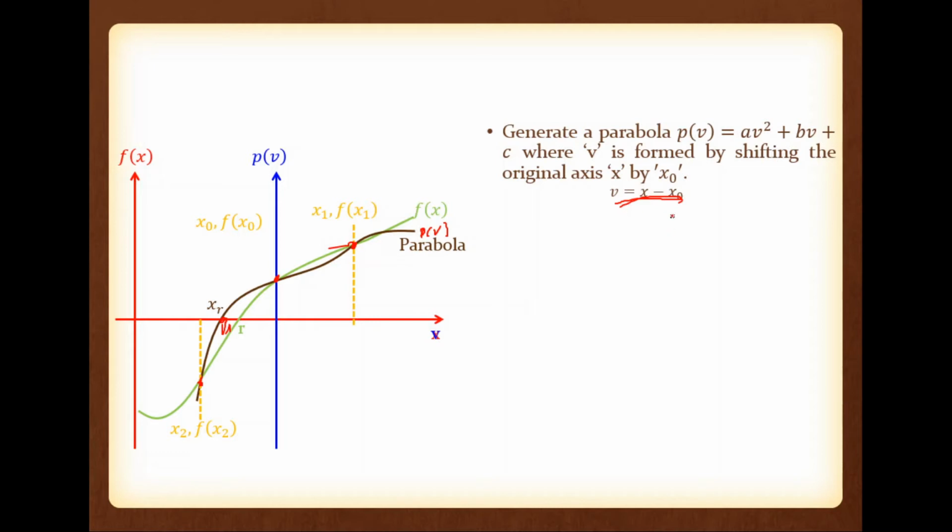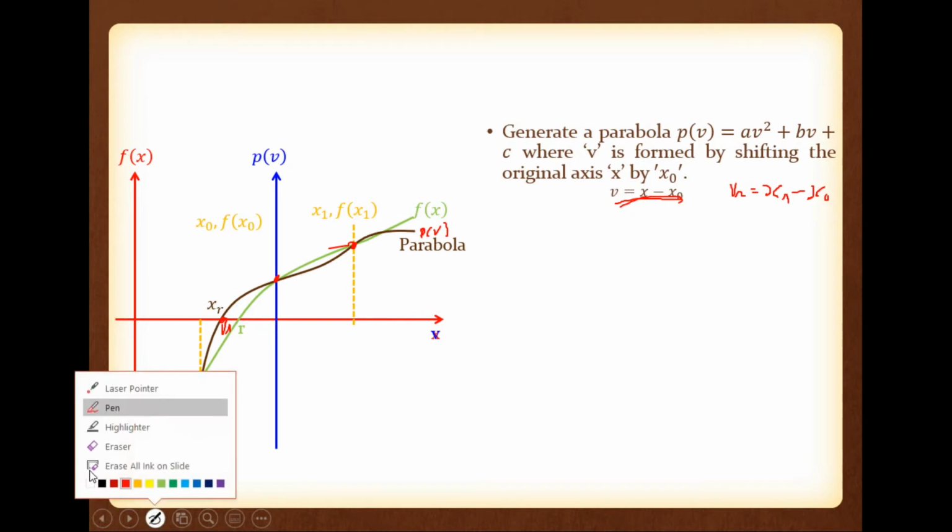Again, what is v? v equal to x minus x0. So what is vr? vr is equal to xr minus x0. Once we have vr, we can find xr by using the equation vr equal to xr minus x0. So it is intersecting with the v axis at point vr, or it is intersecting with the x axis at point xr. Both are correct. Is it okay?